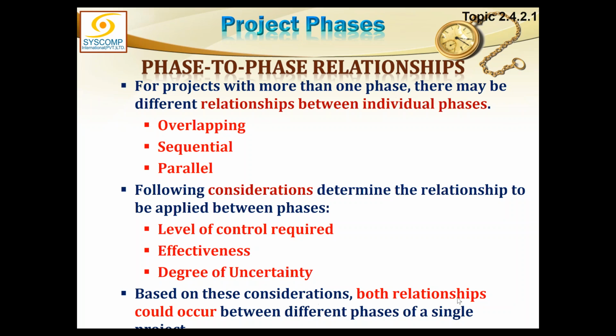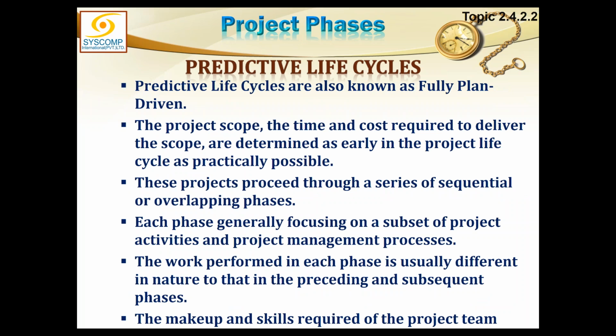Based on these considerations, both relationships could occur between different phases of a single project. It is very much possible that phase 1 and 2 are sequential and 2 and 3 have overlap. This is also possible. The whole project can have overlaps in every phase. That is also possible. All the project is sequential. That is also possible. So all kinds of relationships could occur. Now let us come over to the different project phases. We will be talking about three kinds of project life cycles. One is a predictive life cycle. Other is an incremental life cycle. And the third is an agile life cycle.